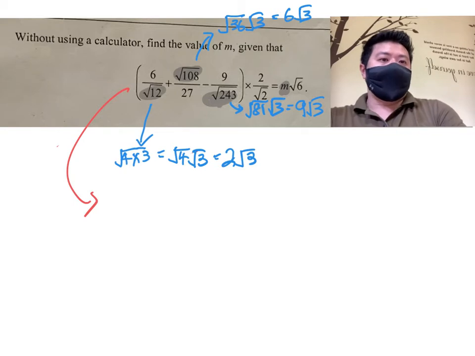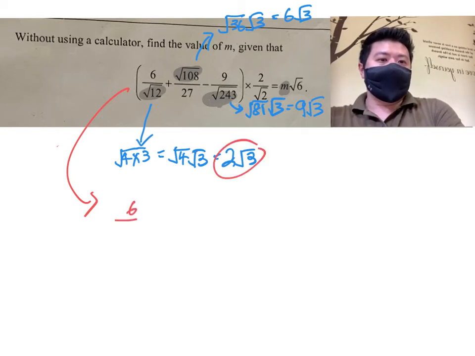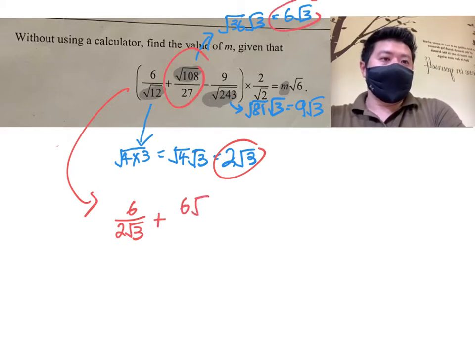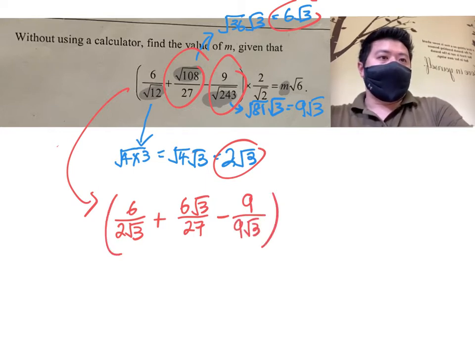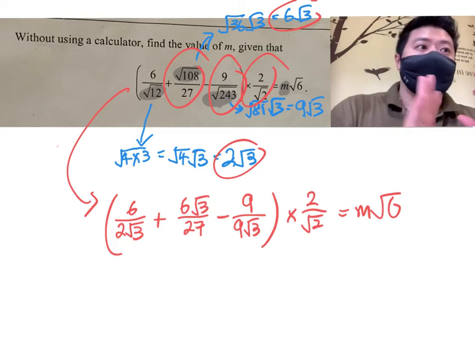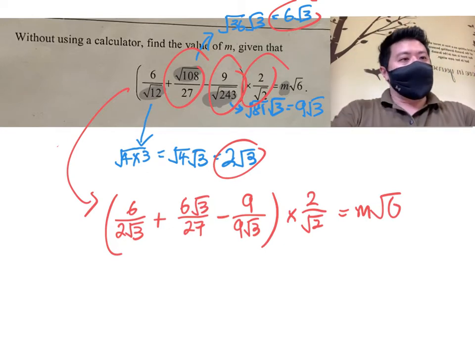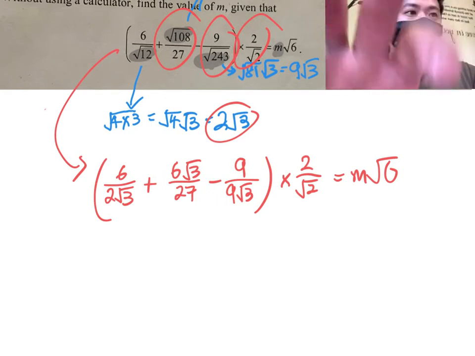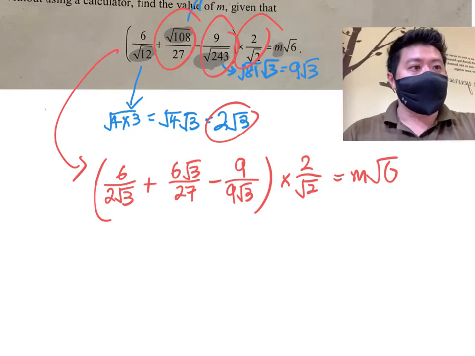So 6 over square root 12 can be written as 6 over 2 square root 3. Square root 108 over 27 can be written as 6 square root 3 over 27. Minus 9 over 2 square root 243 can be written as minus 9 over 18 square root 3. And 2 over square root 2. On the right hand side, I just write m square root 6. I haven't done anything to the right hand side yet. So let me go ahead and simplify my left hand side.